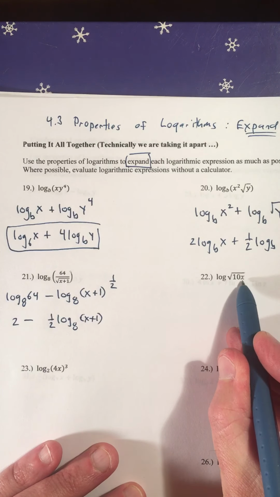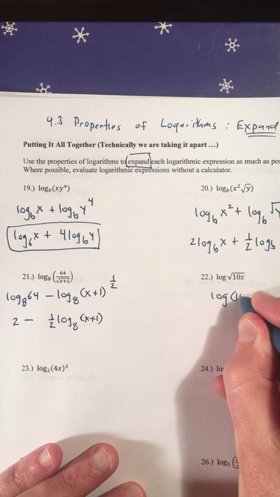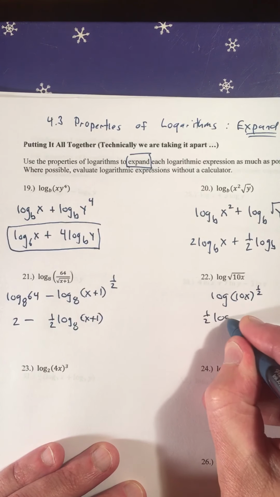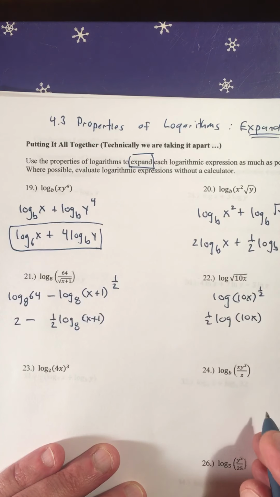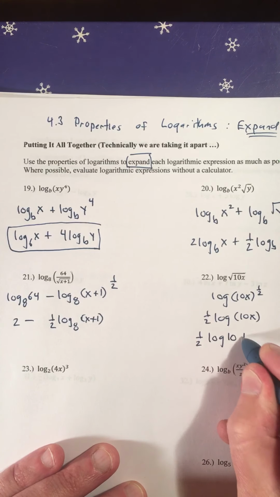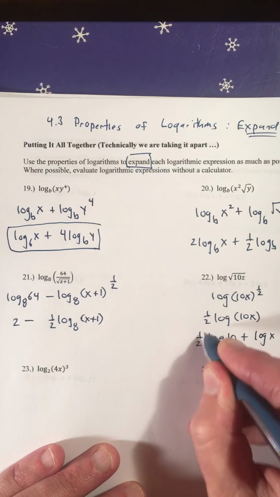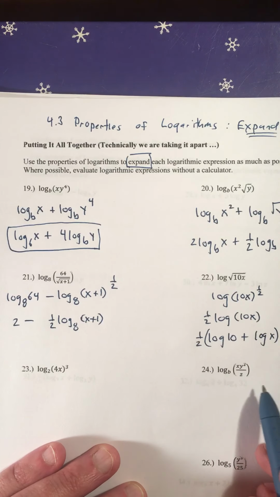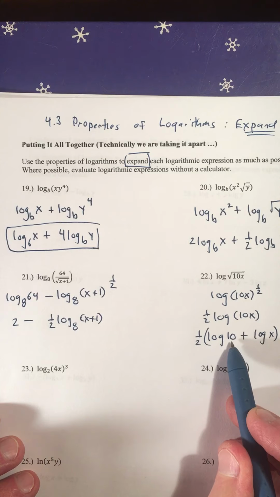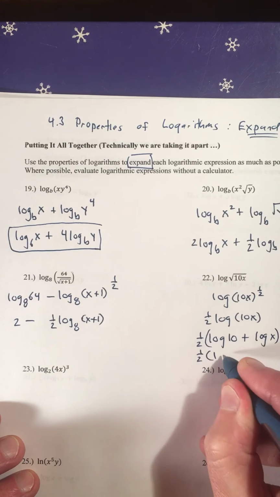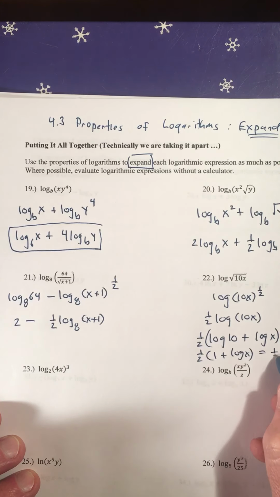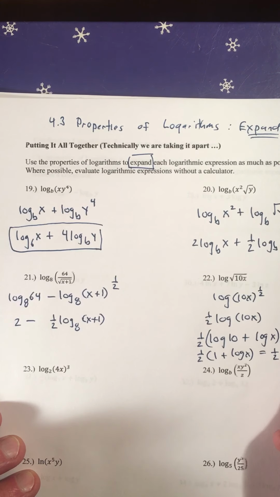Log square root of 10x. So let's rewrite this as log of 10x to the 1/2 power. Then we'll pull the 1/2 out front, 1/2 log of 10x. Okay, so this is 1/2 times log of 10 plus log of x. And this is kind of a parenthesis because that's out front. Now the log of 10, guys, it's really 10 to what power gives you 10. Log of 10 is actually 1. So this is 1/2 times 1 plus log of x. So this boils down to 1/2 plus 1/2 log x.